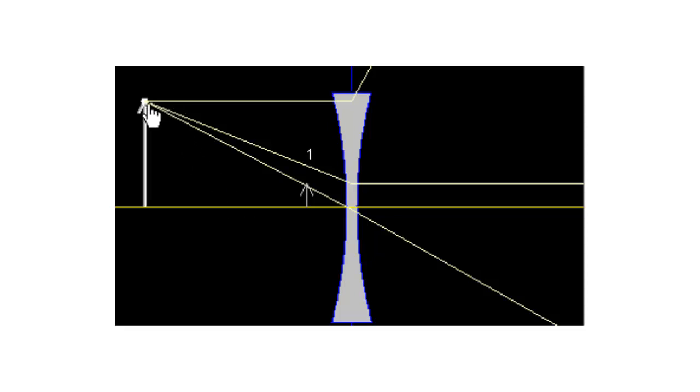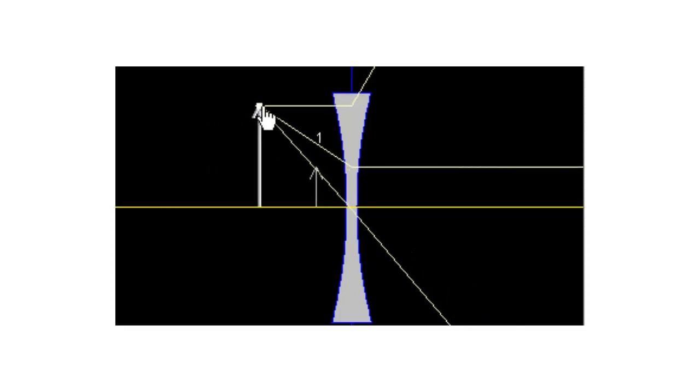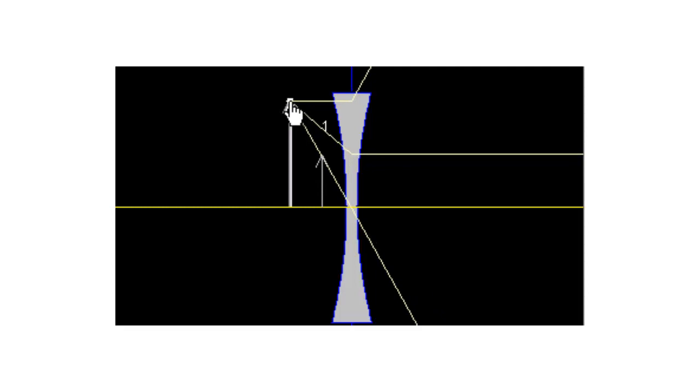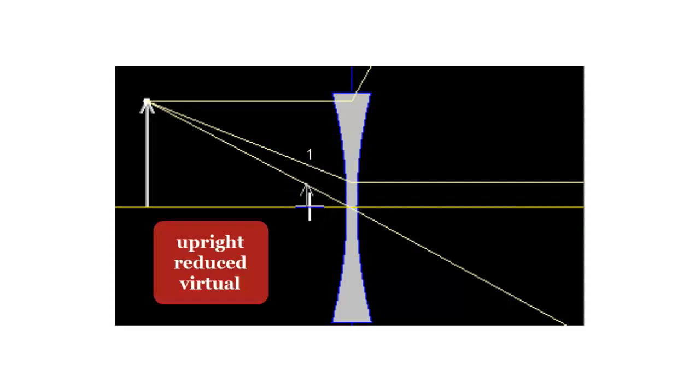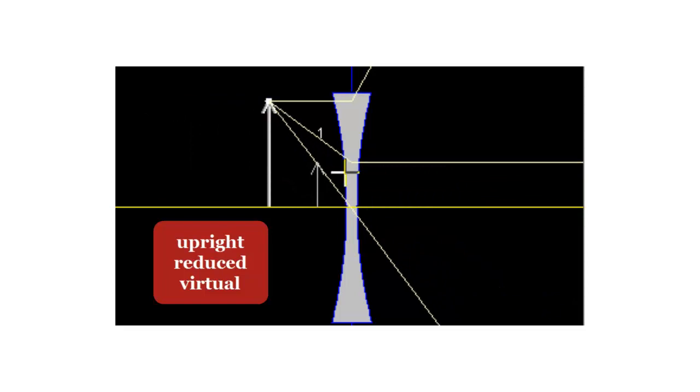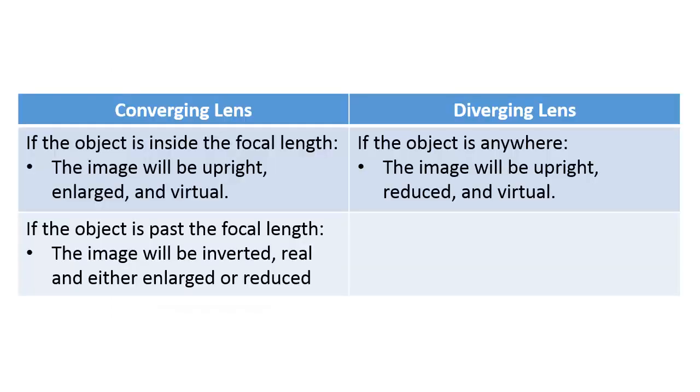And the reason is because if I move this object around, it really doesn't change the image that much. Out here, you can see we have an upright, reduced, virtual image. If I move it in closer, it's upright, reduced, and virtual. It has not changed image characteristics. It got a little bigger, but it's not significantly different. And that is the only kind of image you can create with a diverging lens, is an upright, reduced, virtual image.